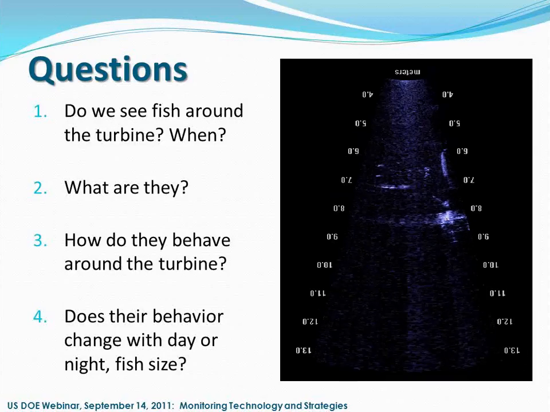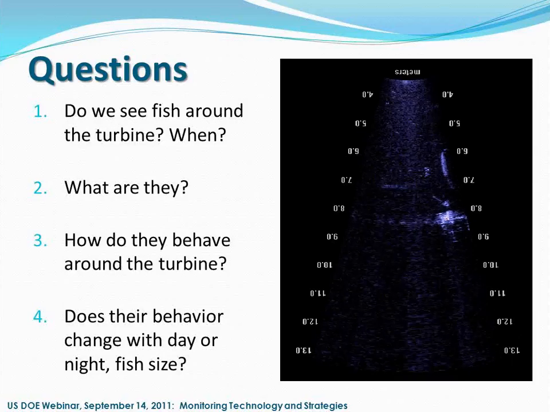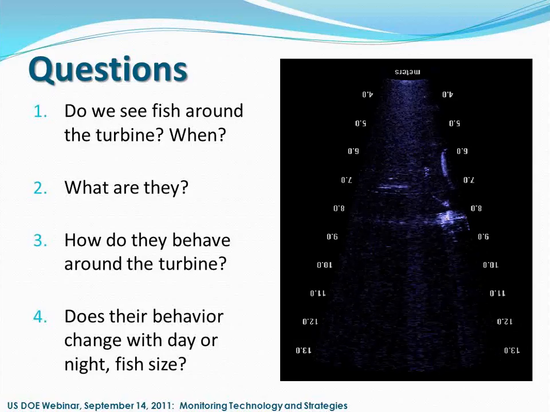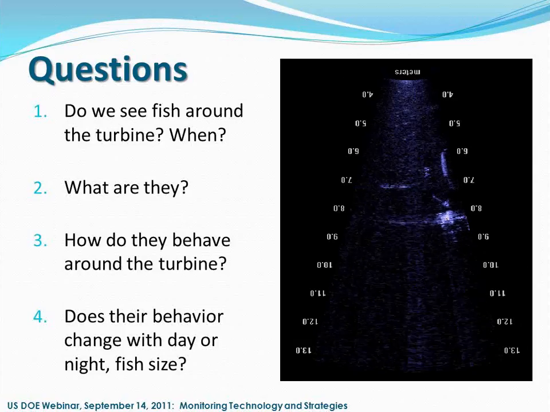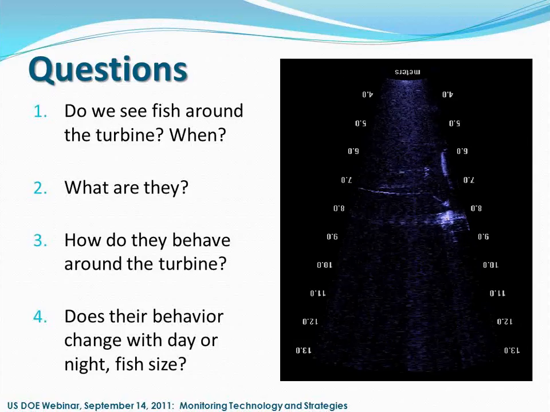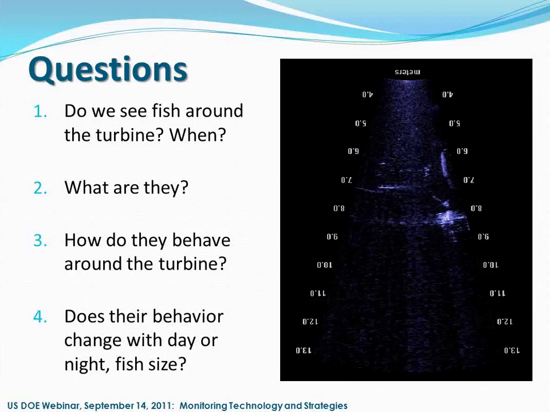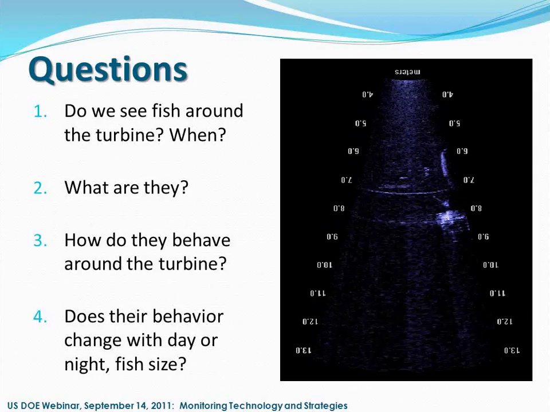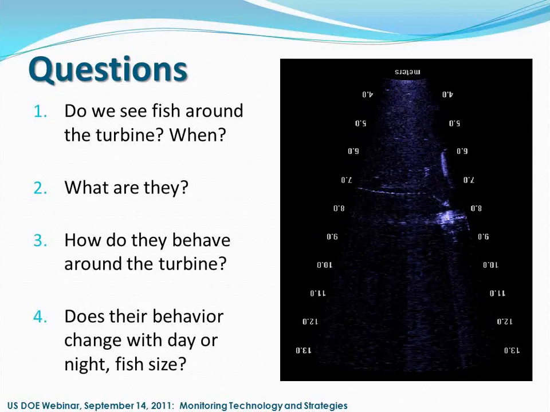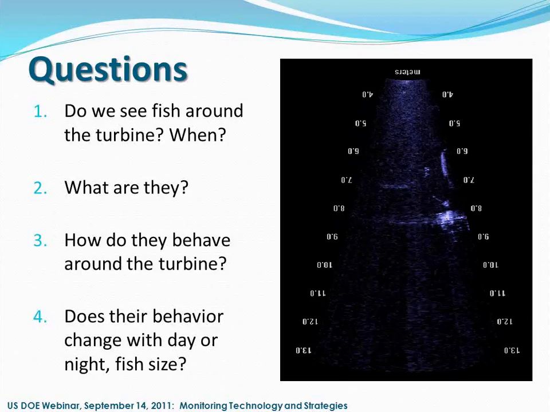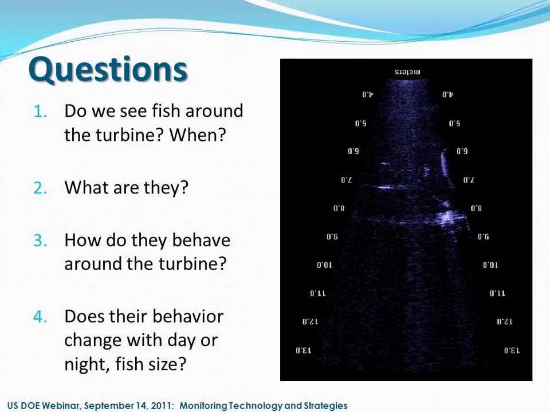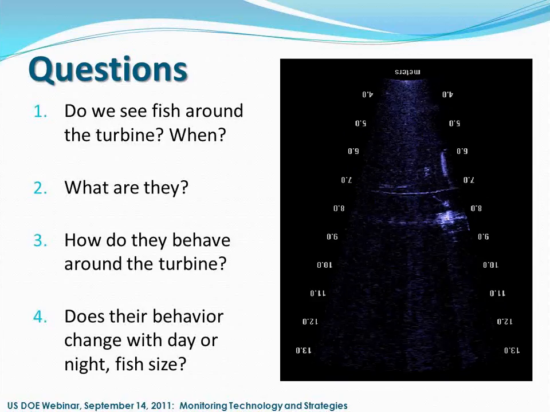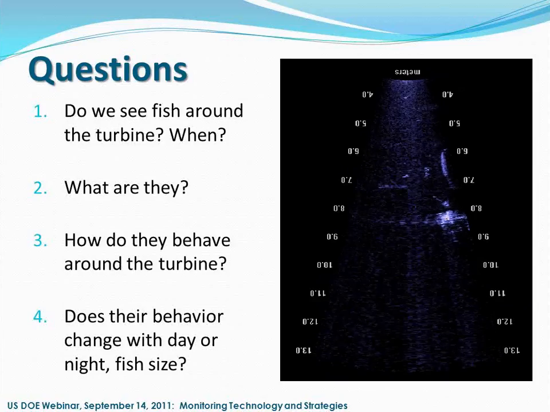So the questions we asked are, do we see fish around the turbine? When do we see them there? What are they? How do they behave around the turbine? And does the fish behavior change with day and night and fish size? You can see a video image hopefully on the right, and there's some fish that are actually moving at about 7 meters depth that are swimming away from the edge of the device, which is not turning in this image.